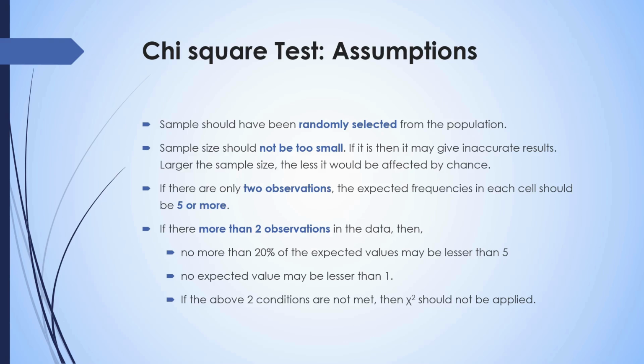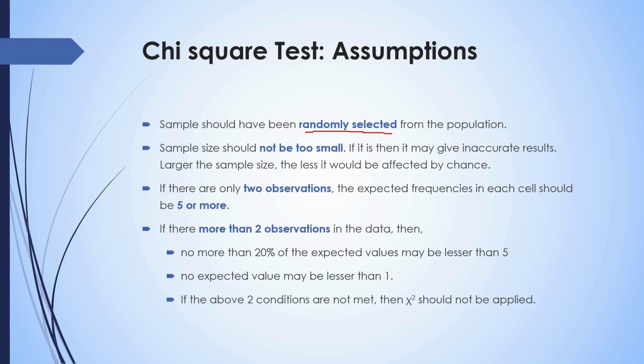Okay, moving ahead with the assumptions. The sample should have been randomly selected. What does this mean? Each unit or each person in the population should have equal probability to be chosen into your sample. If you're studying the color preference and the gender, every male person should have equal probability of being chosen into your sample. Similarly, every female or the girl should have equal probability of being chosen into your sample. This is what is called random selection.